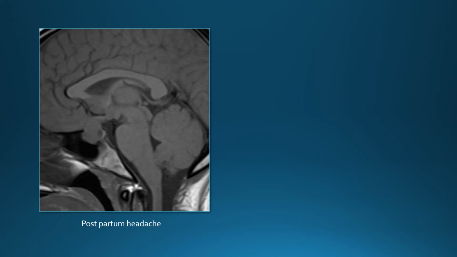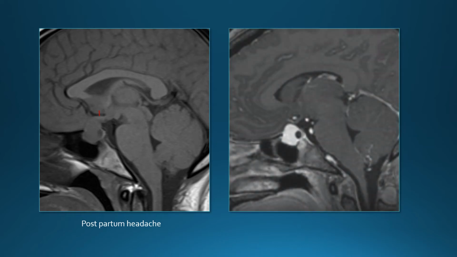This is a young woman with a postpartum headache, and this is a non-contrast MRI. The pituitary gland is enlarged here and extends into the suprasellar region. It looks like it's maybe pushing on the optic chiasm a little bit there. And this is the post-contrast. You can see it actually enhances fairly uniformly with the contrast.